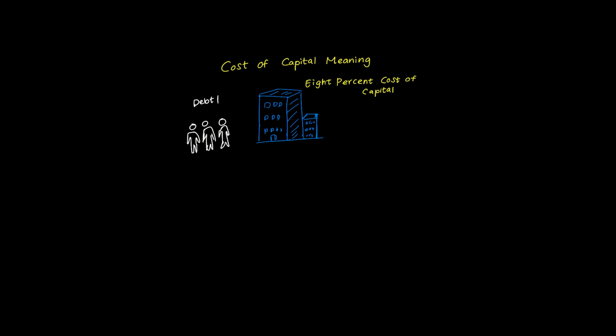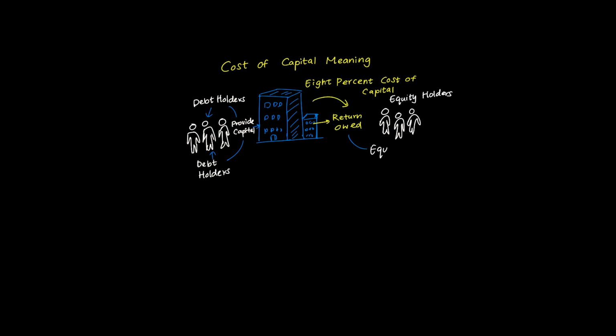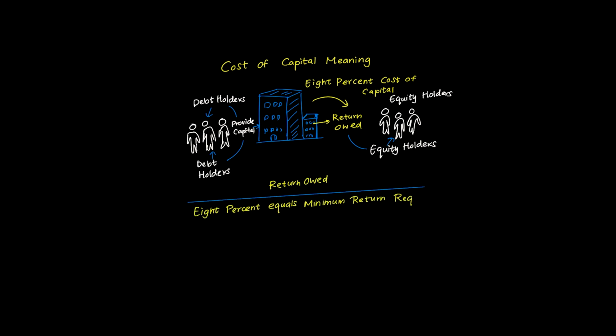The cost of capital is the weighted average return you must provide to all your capital providers, both debt holders and equity holders. It's expressed as a percentage because it's a rate of return. An 8% cost of capital means the company needs to earn at least 8% on its investments to satisfy capital providers. This isn't the tax rate, which applies to earnings.